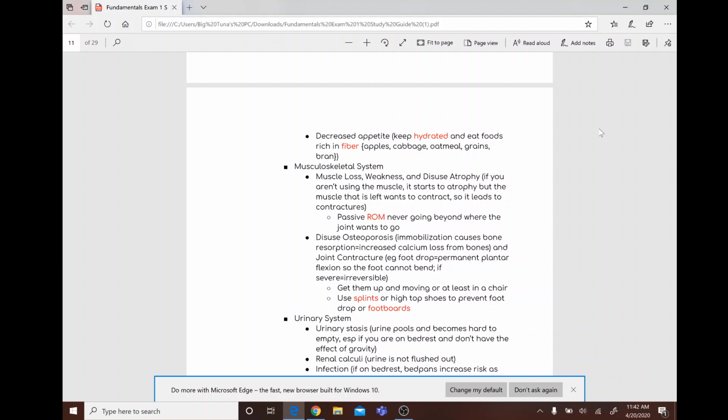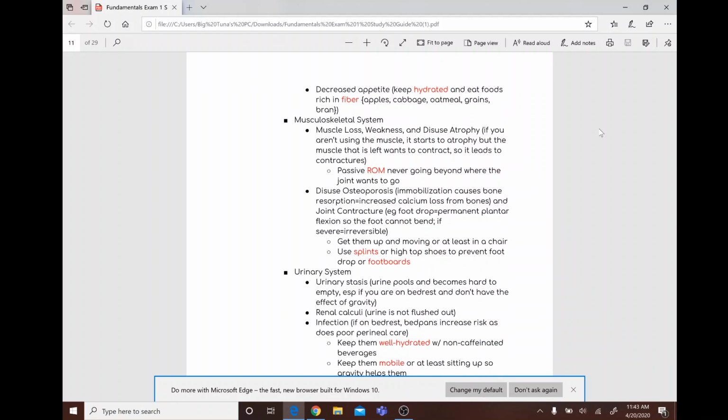Alright, what are some of the complications that happen with the musculoskeletal system? Muscle loss, weakness, disuse atrophy, and then disuse osteoporosis. What is disuse atrophy? If you aren't using the muscle, it starts to atrophy, but the muscle that is left wants to contract, so it leads to contractures.